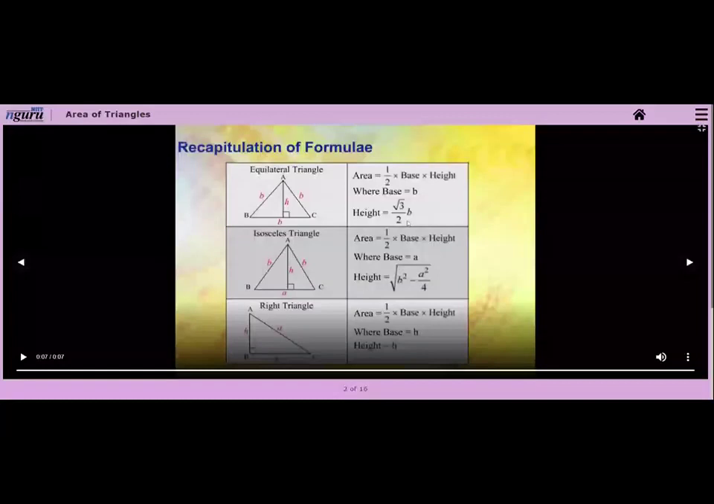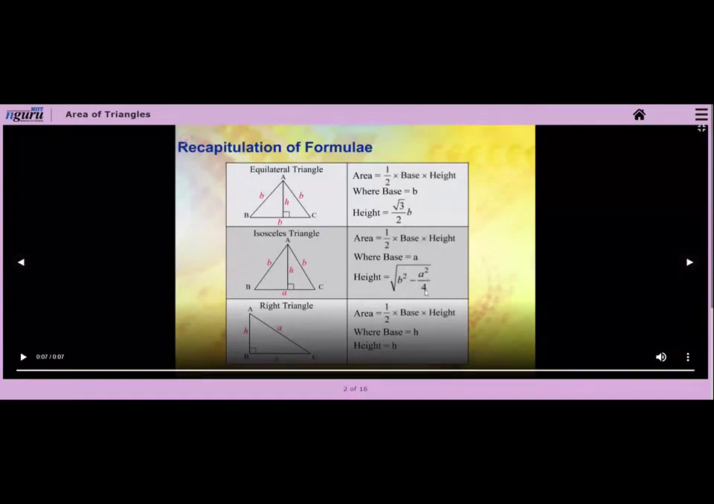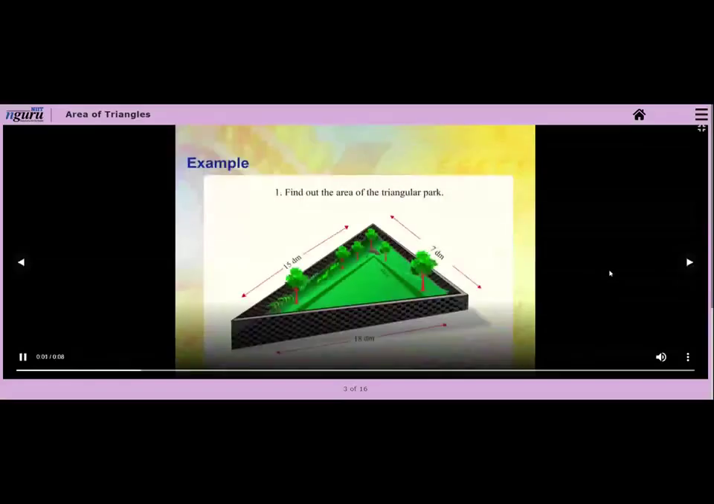Here are some formulae to calculate the area of the three different types of triangles. So this is for isosceles. It is square root of b squared minus a squared by 4. And then for a right triangle, it is half base into height, because the height itself is the side, correct? Yes, ma'am. Now, consider some examples based on Heron's formula.